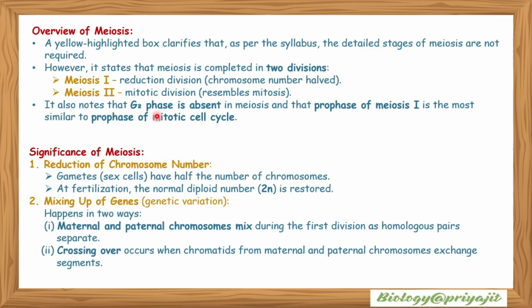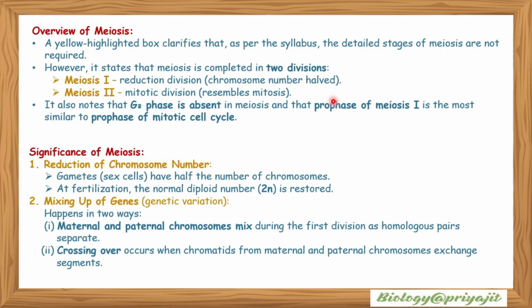Overview of meiosis. Meiosis is completed in two divisions. Meiosis 1 is the reduction division, chromosome number halved, and meiosis 2 is the mitotic division, it resembles mitosis. It also notes that G2 phase is absent in meiosis, and the prophase of meiosis 1 is the most similar to prophase of the mitotic cell cycle.